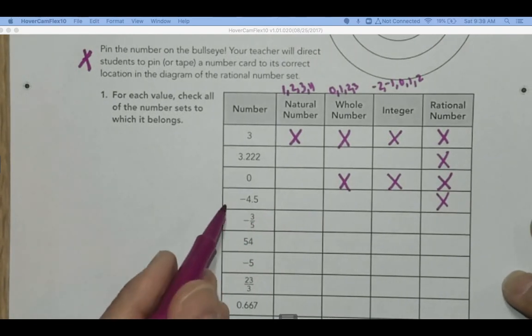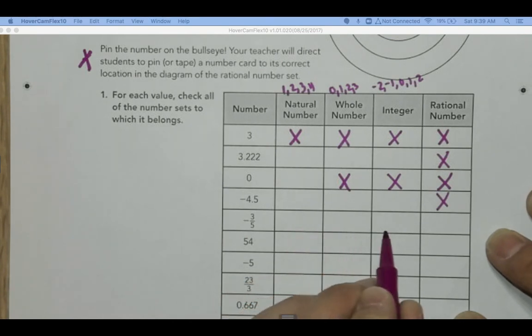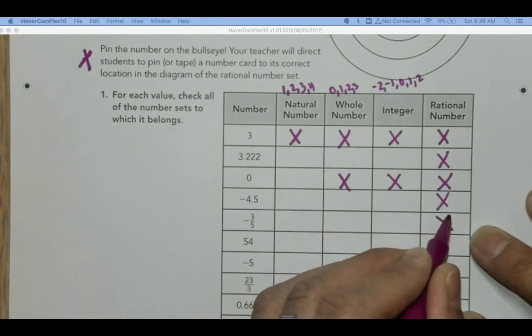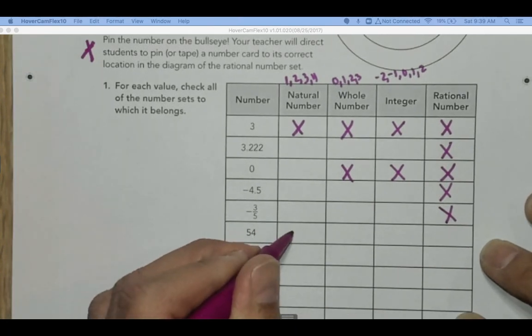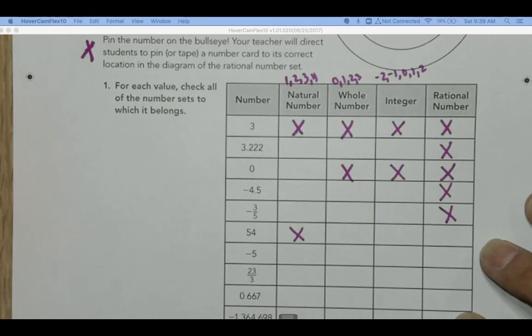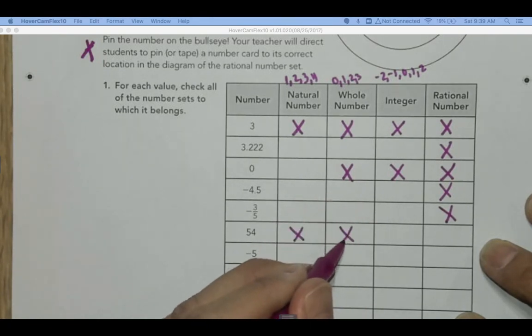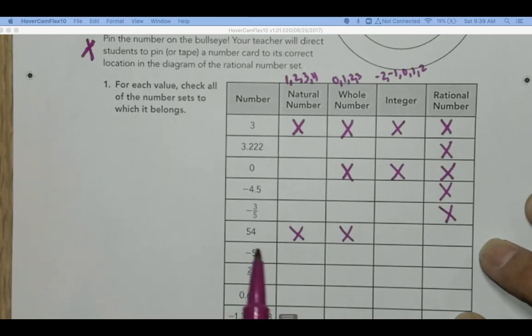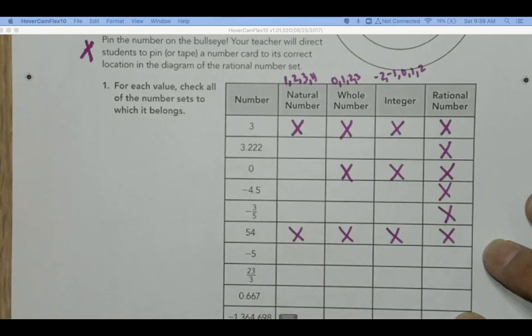Same with negative 3/5. It's not a natural number. It's not a whole number. It's not an integer, but it is a rational number. 54, however, would be a natural number. If I started counting at 1, 54 would be on my list. If I started counting at 0, it would be on my list. If I counted all the negative numbers and all the positive whole numbers, it would be on my list, and then it's also a rational number.